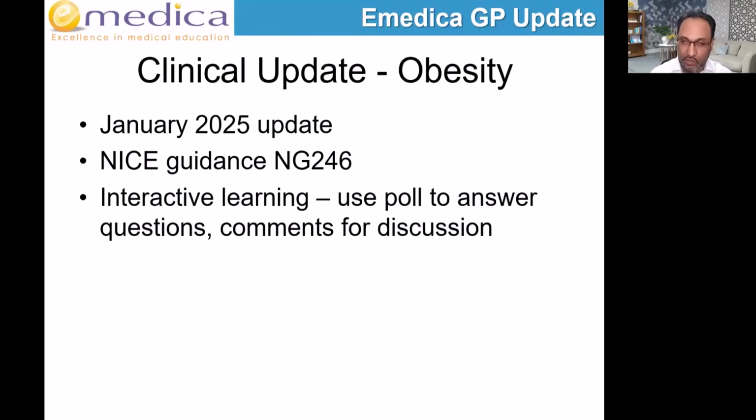Okay, so the NICE guideline on weight and obesity was updated in January 2025. So it's NG246 if you want to look up the full guideline. And we're going to try to learn some of the key parts within that guideline that will help you both for exams and for everyday consulting. So try to keep it interactive.